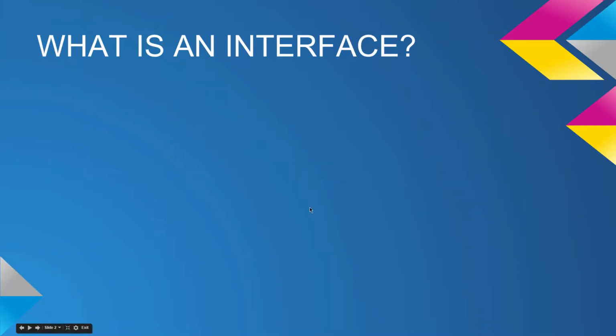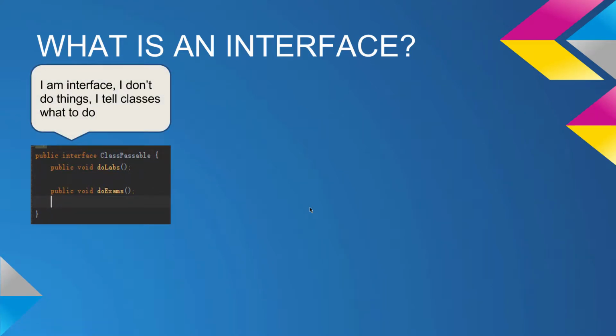First, let's review what an interface is. An interface is basically a class that defines abstract methods, but it doesn't do anything. It says every class that implements this interface has to do whatever I say, but the interface doesn't decide how they do it.